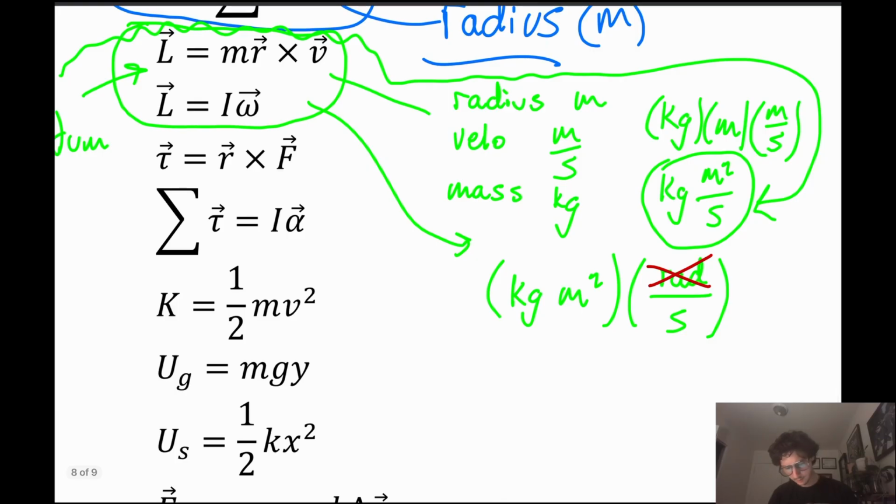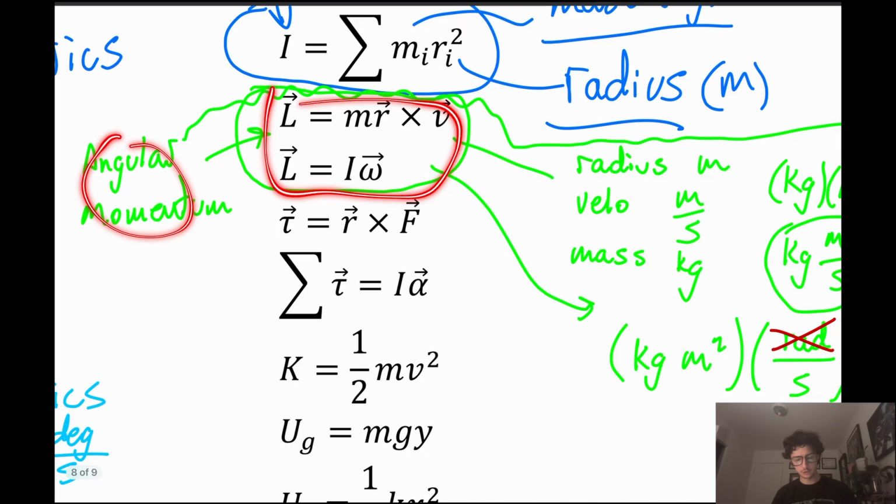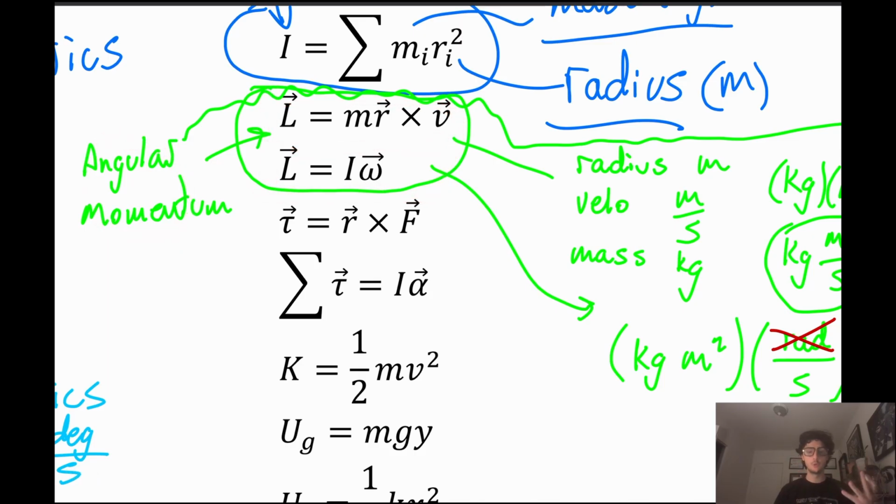We get over here kilograms times meters squared divided by seconds. So now we have the units over here for angular momentum and two different equations for angular momentum. So angular momentum is defined like this. Anytime you hear the word angular momentum, write both of these equations down.